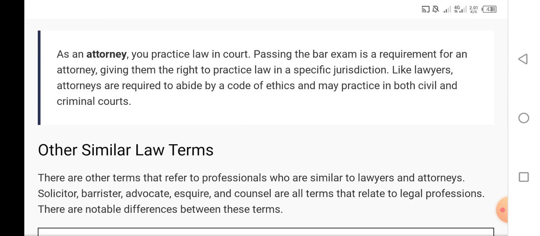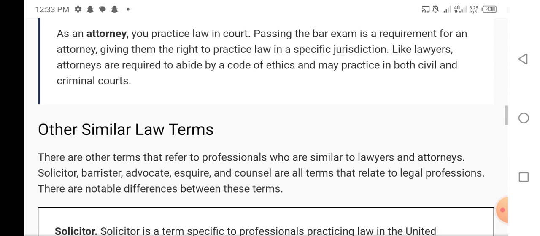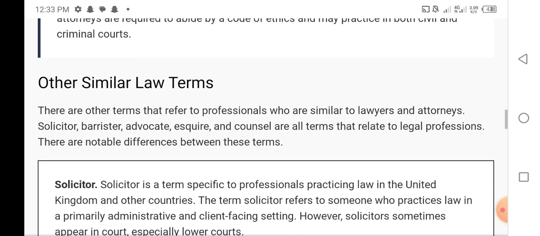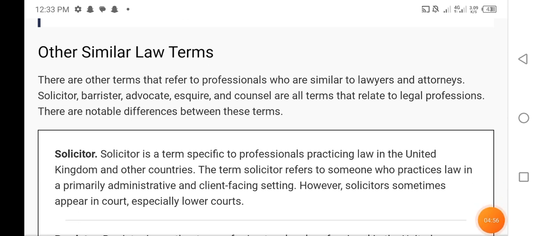As an attorney, you practice law in court. Passing the bar exam is a requirement for an attorney, giving them the right to practice law in a specific jurisdiction. Like lawyers, attorneys are required to abide by a code of ethics and may practice in both civil and criminal courts.